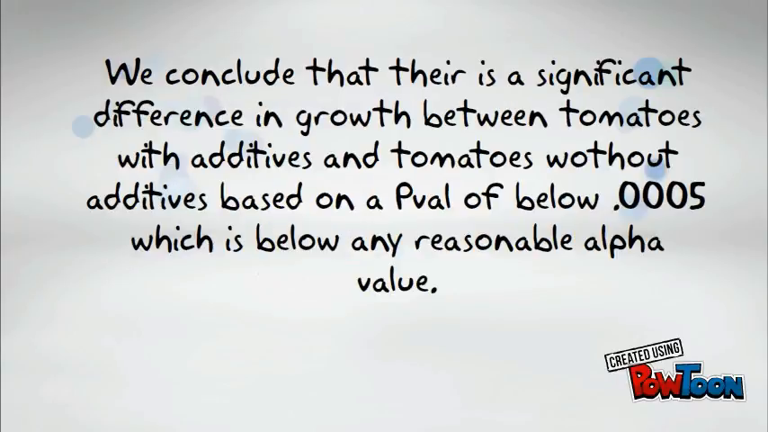We do conclude from this evidence that there is a statistically significant difference in the growth between tomatoes with additives and tomatoes without additives, based on a p-value of below 0.0005, which is below any reasonable alpha value.